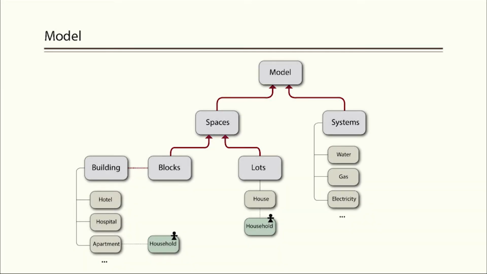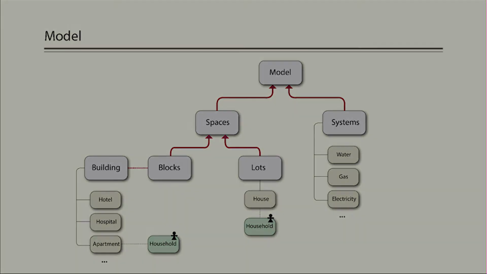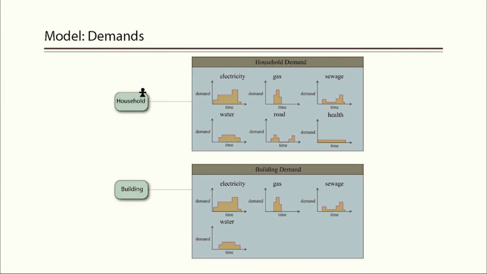We partition the area of study into spaces and systems. Spaces include blocks, which contain buildings, and lots, which contain houses. Various types of buildings exist, including hotels, hospitals, laundromats, and residential apartment buildings. Apartment buildings will contain one or more households, while a house contains a single household. Each household generates demands for resources such as water and electricity, taken over a 24-hour cycle. Buildings also generate demand according to their type. For instance, a laundromat has heavy demand for water.